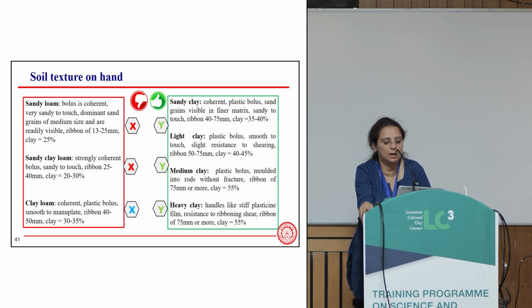We have light clay and medium and heavy clay, which have plasticity in nature. They form a ribbon, and when you touch them, they have a good texture of clay material. Then it is called clay. So these last three clays are very important as they contain moderate to high kaolinite content.